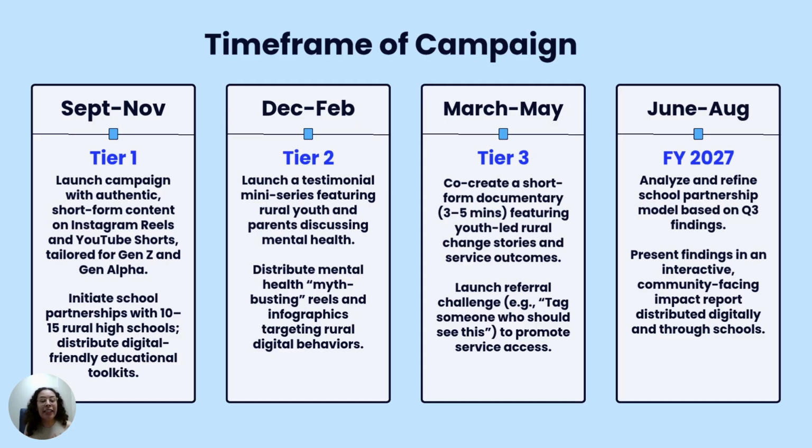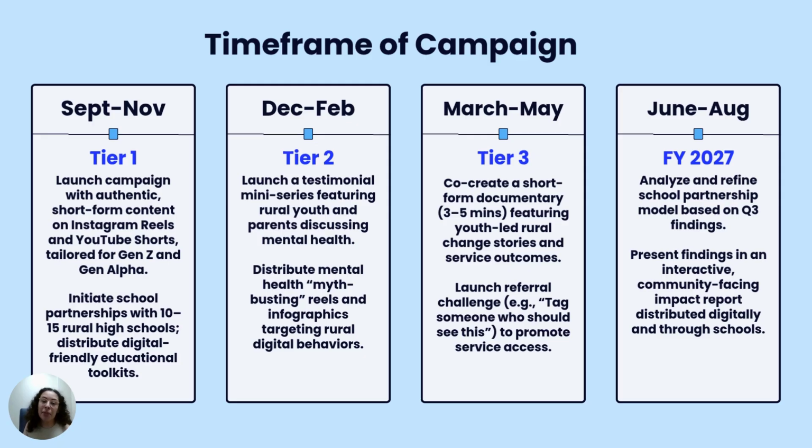So if we're targeting Gen Z and Gen Alpha, a younger audience, of course, we'd want to focus on short form content. Additionally, I think we should initiate with school partnerships. Like I mentioned, there's a lot of schools within the 5 counties, and a lot of them are very rural. So, either partnering with the counselors or partnering with Region 17 so that they could distribute some digital friendly educational toolkits. Maybe talking about the best ways to talk about mental health to get those services if you need them.